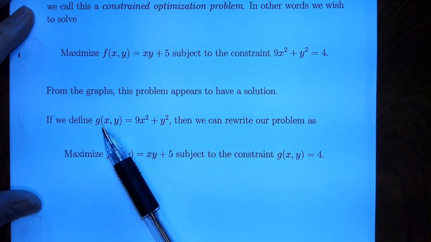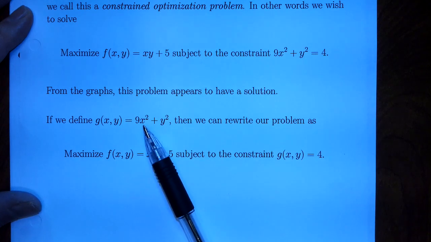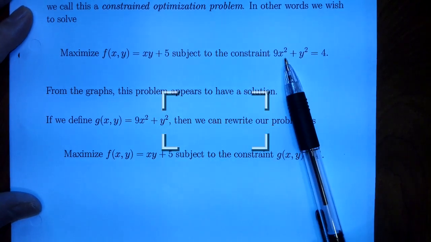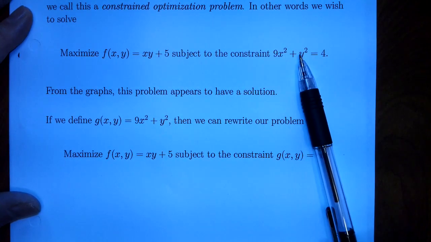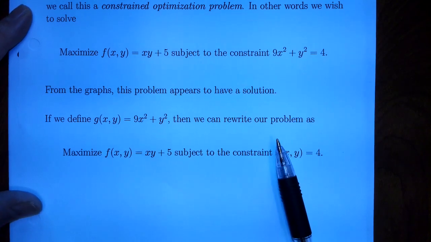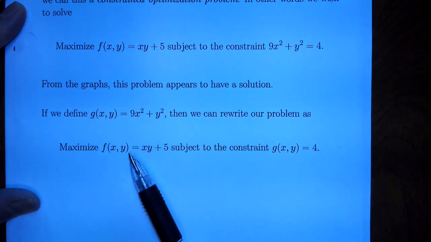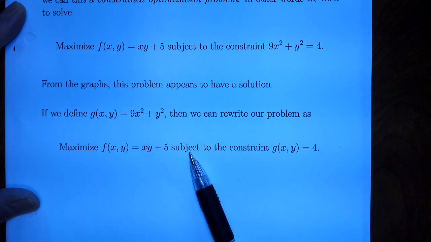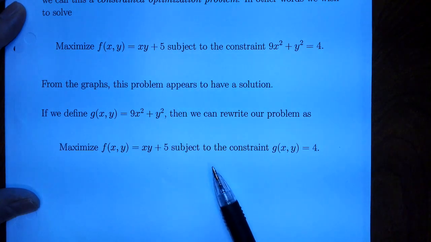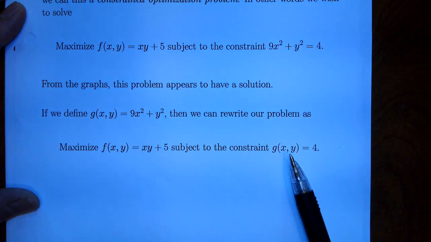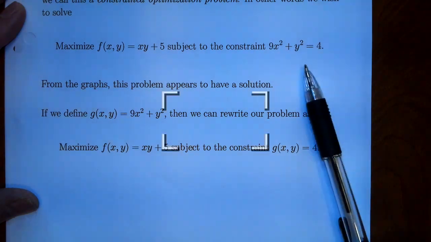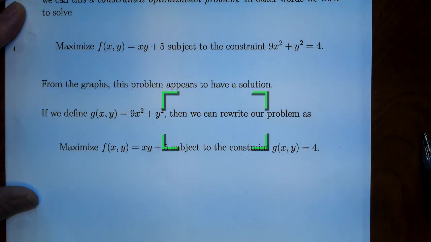We're going to introduce a new function. g of xy is 9x squared plus y squared. That's just the function made up of the left-hand side here. So we now can rewrite our problem as maximize f of xy equals xy plus 5, the same thing up here, subject to the constraint that g of xy equals 4. I've simply replaced this with g of xy.